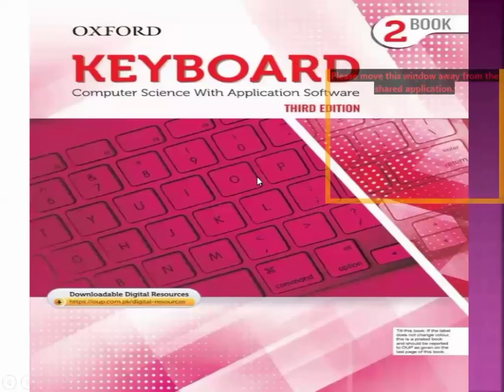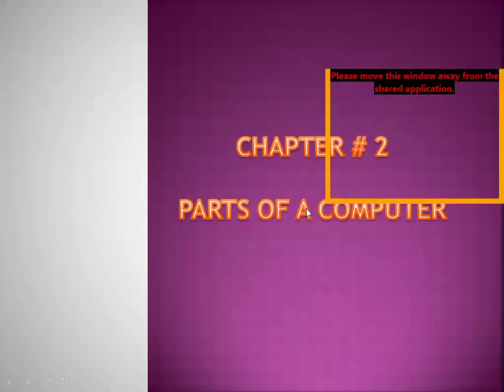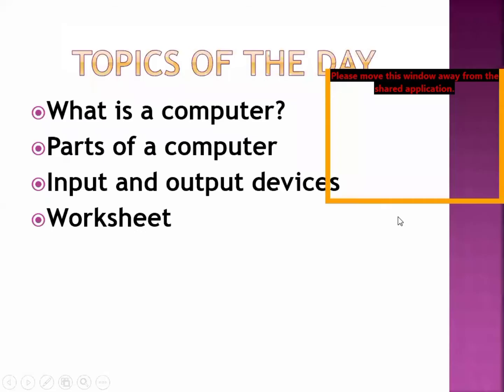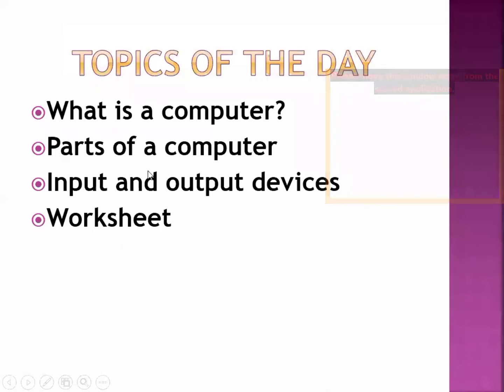This is your computer book for class 2, Oxford Keyboard 3rd edition. So today we are starting chapter number 2, that is parts of computer. Topics of the day are what is a computer, parts of computer, input and output devices, and at the end we will also solve some worksheets.